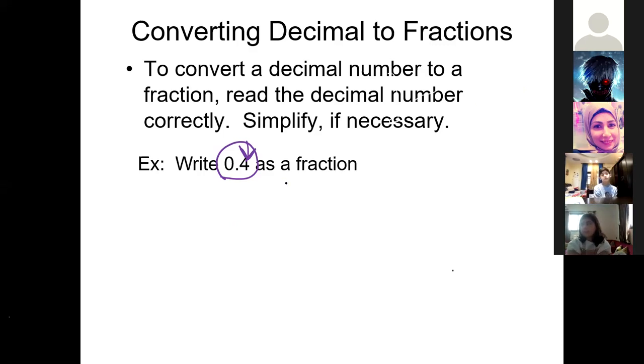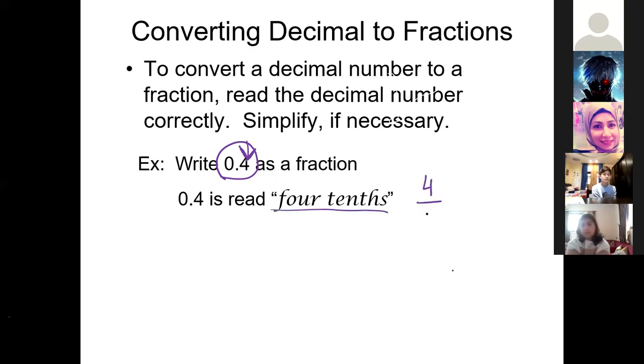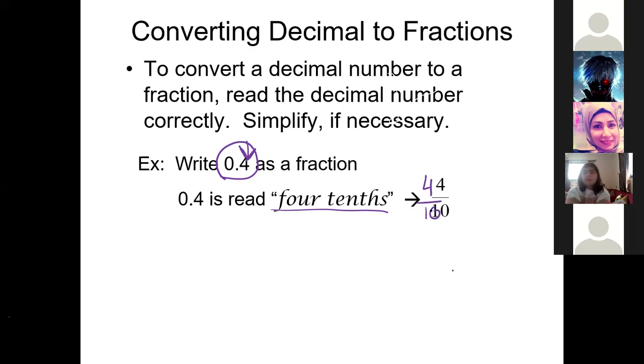Or we can do it in another way. 0.4, we can write it in letters. How do we write 0.4 in letters? Bravo. 4 tenths. How do we write it as a fraction? 4 over what? 4 over 10. So you can first write it in letters, then change it to fraction. When it is, for example, 0.7, it's 7 over 10. Yes, that's it.